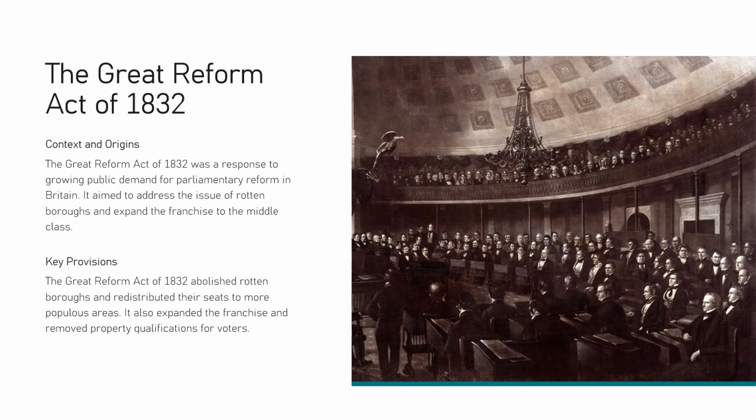The Great Reform Act of 1832. Context and origins. The Great Reform Act of 1832 was a response to growing public demand for parliamentary reform in Britain. It aimed to address the issue of rotten boroughs and expand the franchise to the middle class. Key provisions. The Great Reform Act of 1832 abolished rotten boroughs and redistributed their seats to more populous areas. It also expanded the franchise and removed property qualifications for voters.